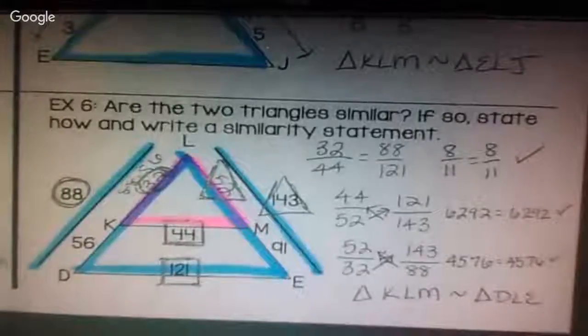The last 4 we need to do is how do I find a missing piece if I know that they're similar? Okay, that does not give you the right to talk. We've got to get through this.